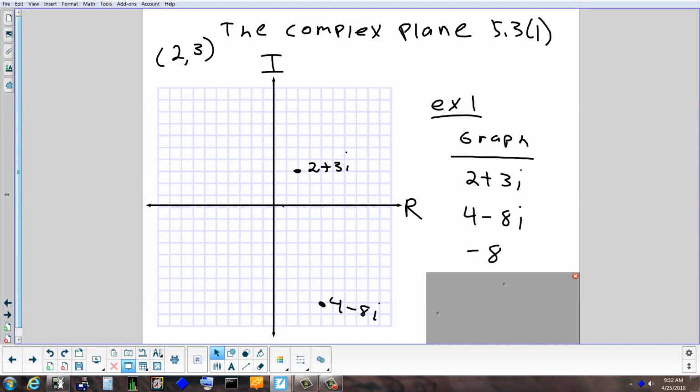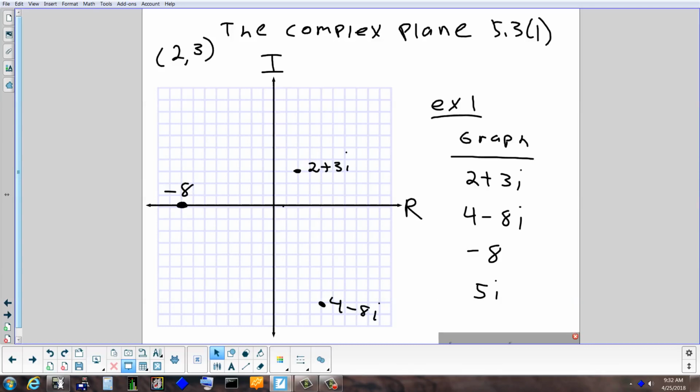How about negative 8? Where would I go to graph negative 8? Down 8. Yeah, we just go, well, actually, be careful. The real axis, that's a real number, right? Yeah. The real axis is horizontal. To the left. So we're going to go left 8. So we got negative 8.